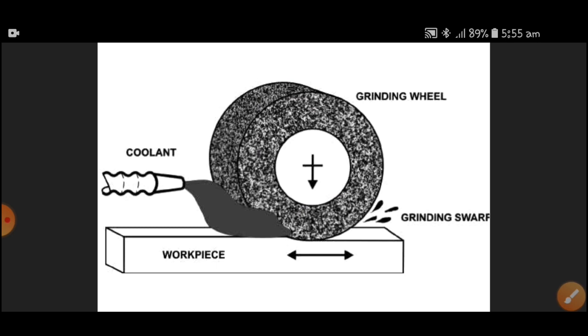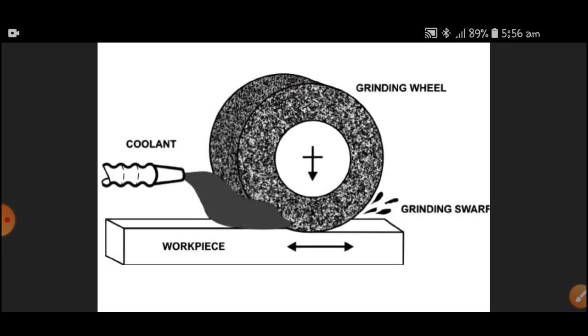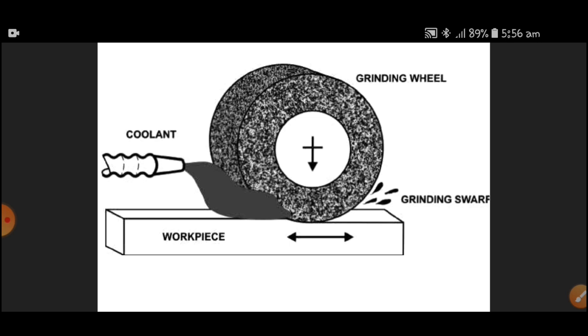Here coolant is very necessary. According to the component we are using, the coolant should be poured. The coolant increases the wheel life, absorbs the heat produced in the grinding process, and suppresses the very fine grinding chips to the machine table itself. It won't let them mix with the air.